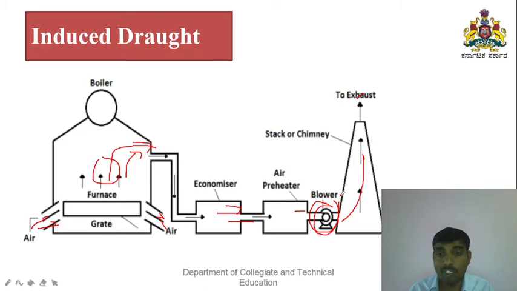Let's see a little bit here. In forced draught, the blowers are placed before the boiler, but in induced draught, the blower is placed at the bottom point of the chimney. That is very helpful to induce the flow and supply it to the chimney, to the exhaust. So this is how induced draft systems work.